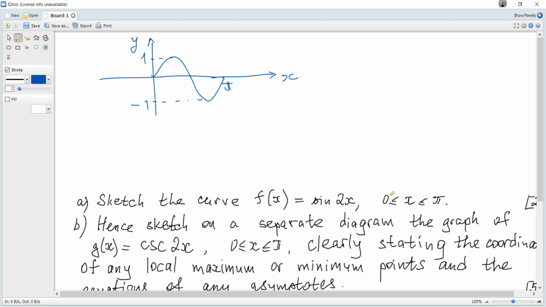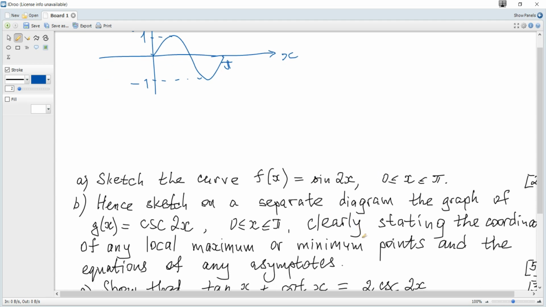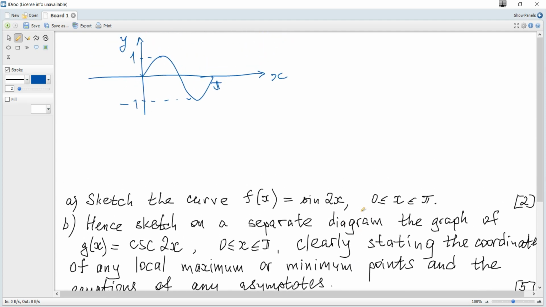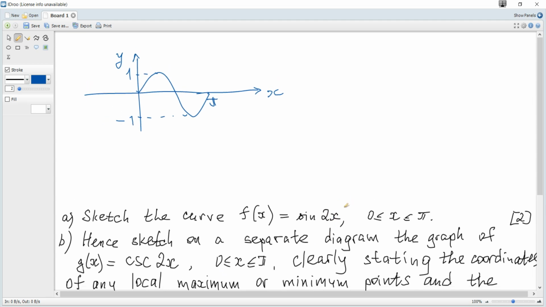The next, hence sketch on a separate diagram the graph of g of x is cosecant of 2x. x is from 0 to pi, including endpoints, clearly stating the coordinates of any local maximum or minimum points and the equations of any asymptotes. What is cosecant? Cosecant is 1 over sine of 2x here.